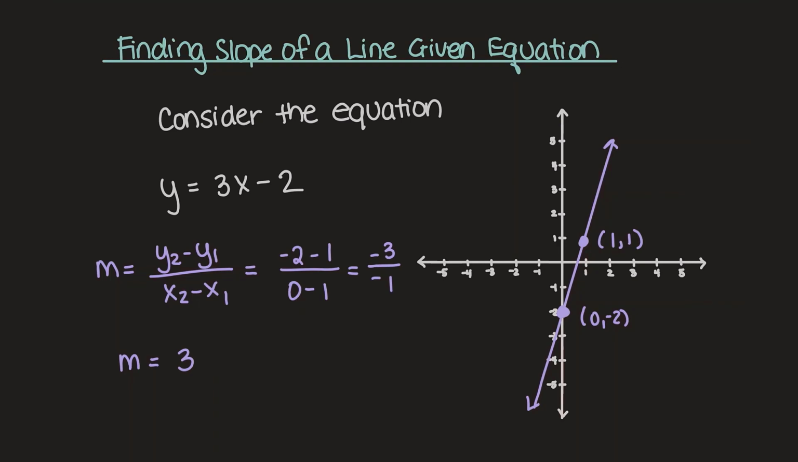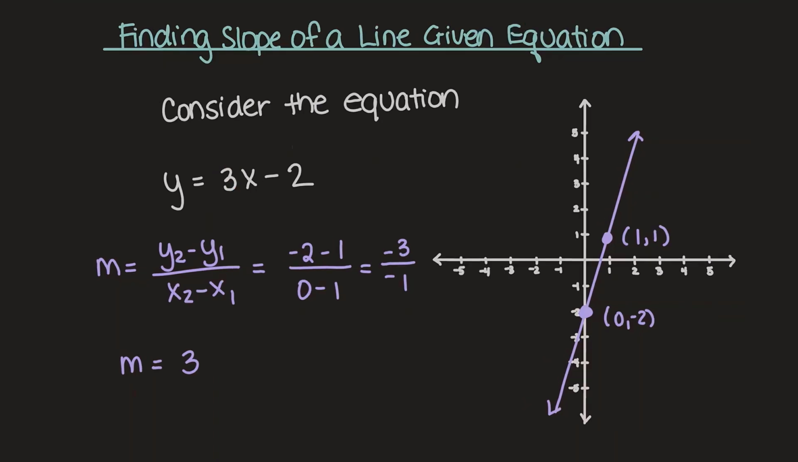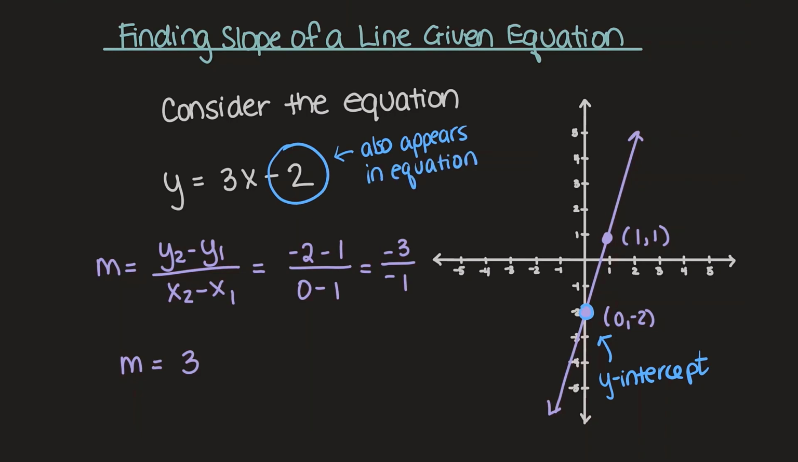Notice that our slope of 3 also appears in the equation. This is actually not a coincidence. Also notice that our y-intercept, which is (0, negative 2), also appears in the equation. This is also not a coincidence.